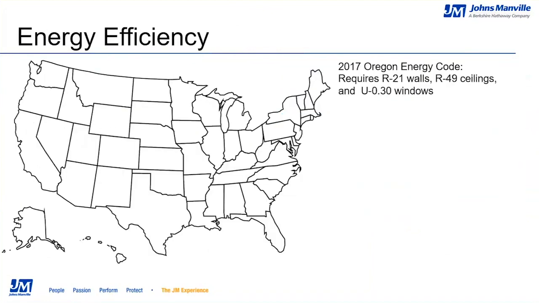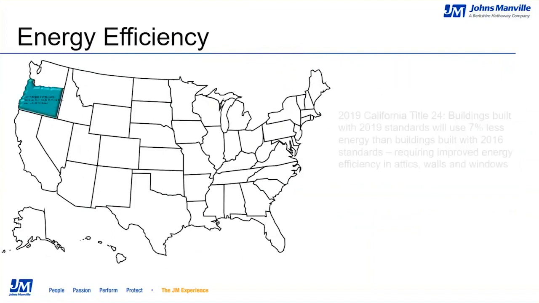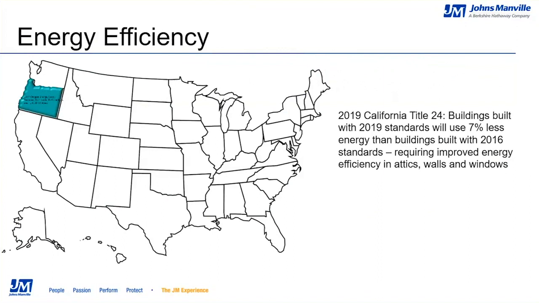The second trend we are seeing that seems to align with net zero buildings is a substantial trend toward required increased energy efficiency in recent energy code updates. For instance, the 2017 Oregon Energy Code requires increased R values in walls, ceilings, and windows. In California, Title 24 requires that buildings built using 2019 standards will be 7% more efficient than those built with 2016 standards. This improved energy efficiency requirement comes through improved performance in attics, walls, and windows.